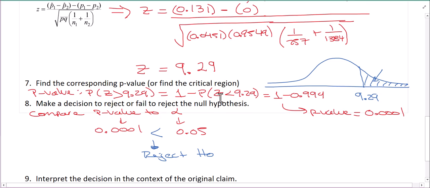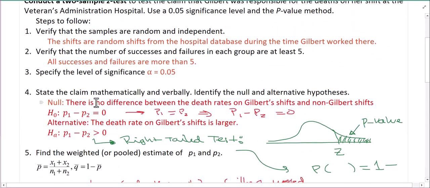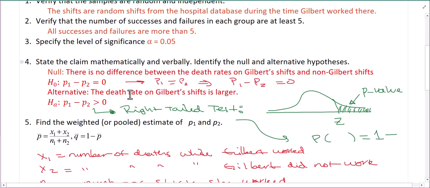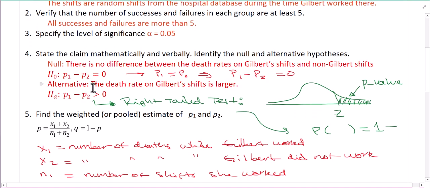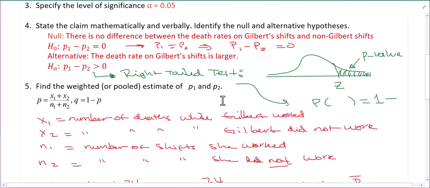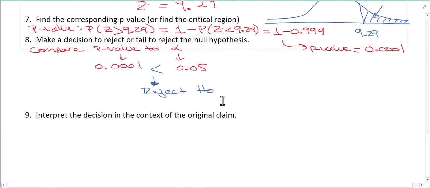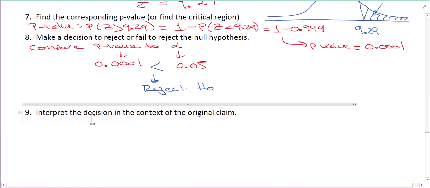So rejecting the null, what does that mean? Let's go back and look at the null. The null says that there's no difference between death rates. So rejecting the null is saying there's sufficient evidence to reject this claim. What is happening then is that it's more likely that the alternative is plausible. So we can say we have strong evidence to suggest that the death rate on Gilbert's shifts is in fact larger. That's what it means to reject the null.